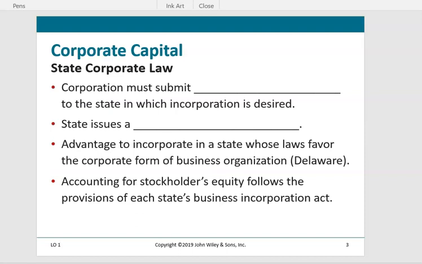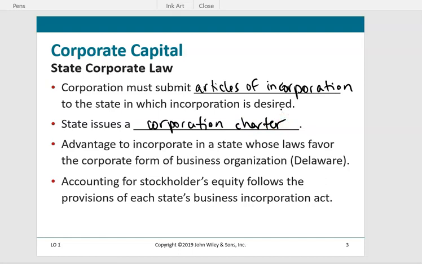Corporations must submit articles of incorporation. This is a legal document that states all the necessary information to file incorporation with the state. Once it is approved, the state issues a corporate charter or corporation charter that allows the company to legally run as a corporation.